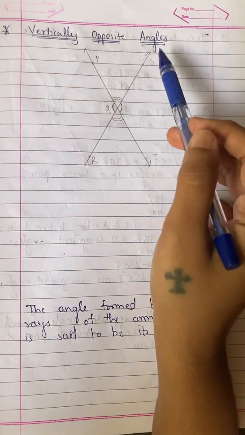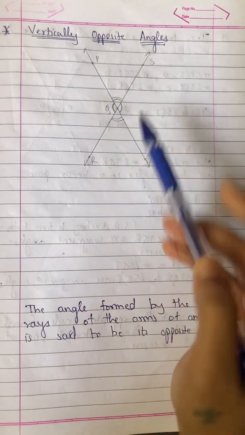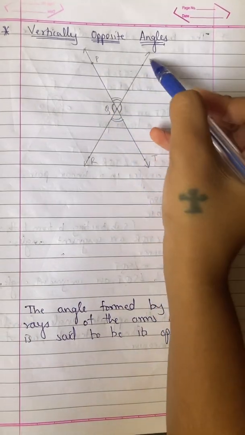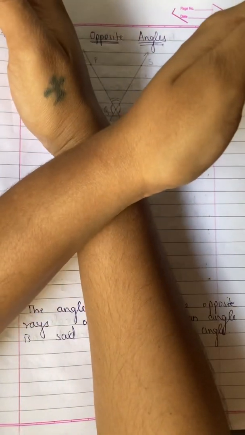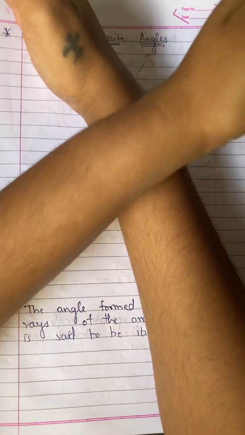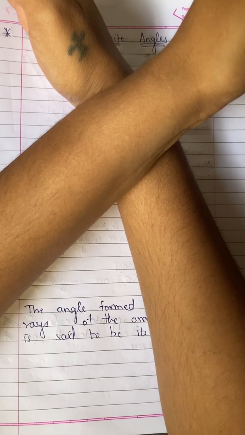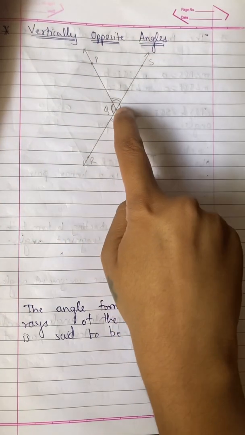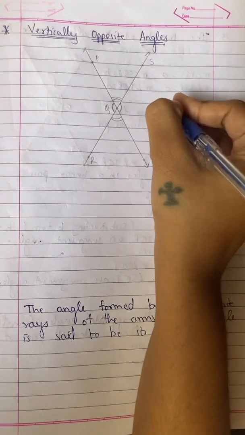So we will see this diagram. In this diagram you can see line PT. This is one line PT, and this is one line SR. These two lines are like this, like cross. When line PT and line SR coincide with each other, they touch each other. They touch at which point? This point Q. Okay, so we'll write down one by one.